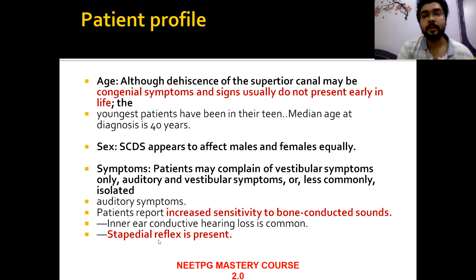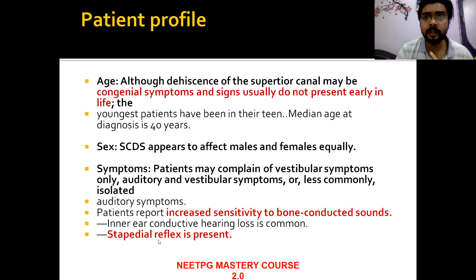Now the anticipated question is, in case a clinical scenario is given to you where they have said the patient is presenting with an intact tympanic membrane but there is a conductive hearing loss. Now here two scenarios come. One is otosclerosis, another is this superior semicircular canal dehiscence. In otosclerosis you will not get the stapedial reflex. You will get conductive hearing loss, and the tympanic membrane will be intact.